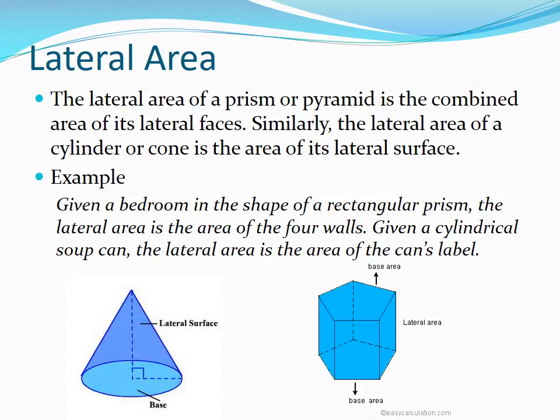The lateral area of a prism or pyramid is the combined area of its lateral faces. Similarly, the lateral area of a cylinder or cone is the area of its lateral surface. In other words, it is the sides but not the top and bottom. In the case of a cone, it does not include the bottom. Example: given a bedroom in the shape of a rectangular prism, the lateral area is the area of the 4 walls. Given a cylindrical soup can, the lateral area is the area of the can's label.